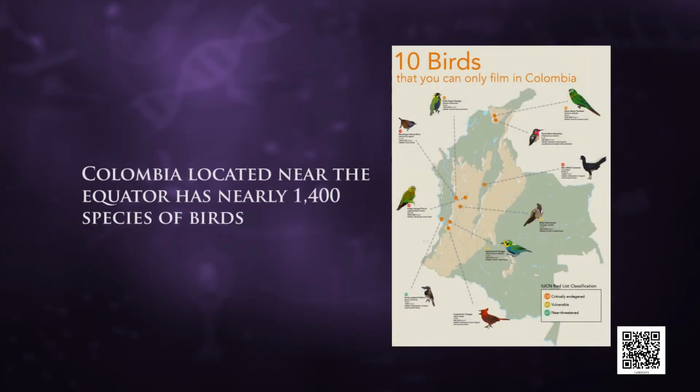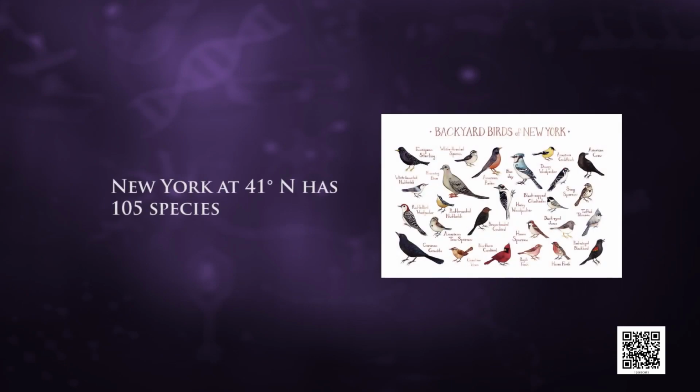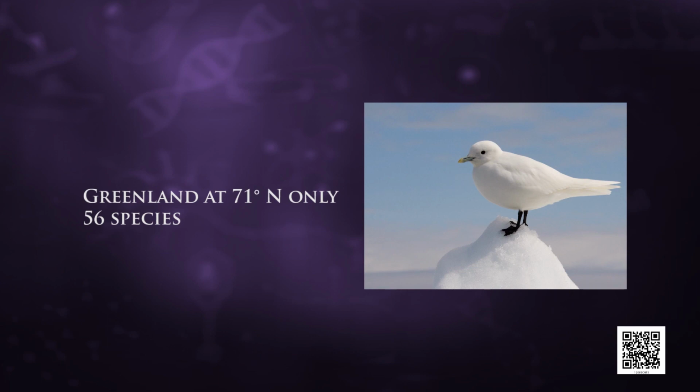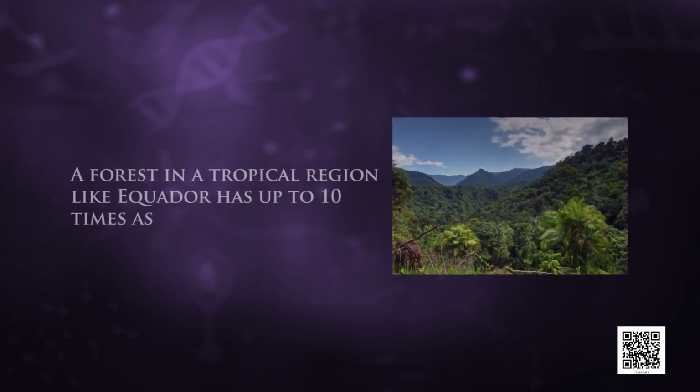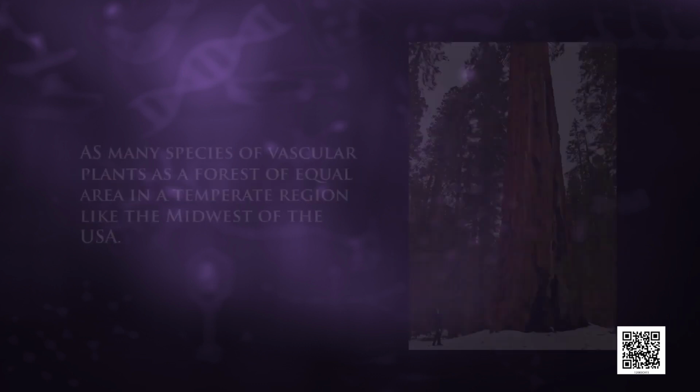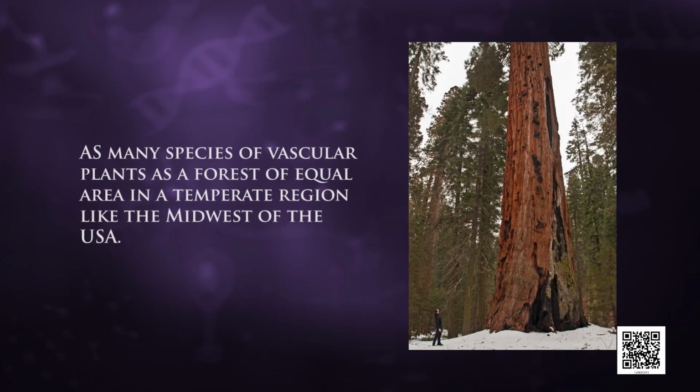Colombia, located near the equator, has nearly 1,400 species of birds, while New York at 41 degrees north has 105 species, and Greenland at 71 degrees north only 56 species. India, with much of its land area in tropical latitude, has more than 1,200 species of birds. A forest in a tropical region like Ecuador has up to 10 times as many species of vascular plants as a forest of equal area in a temperate region, like the Midwest of the USA.